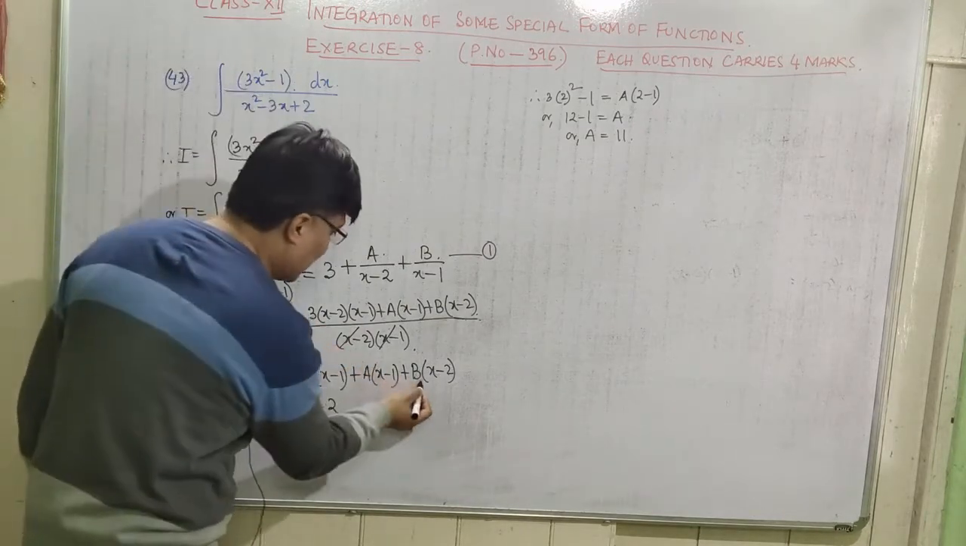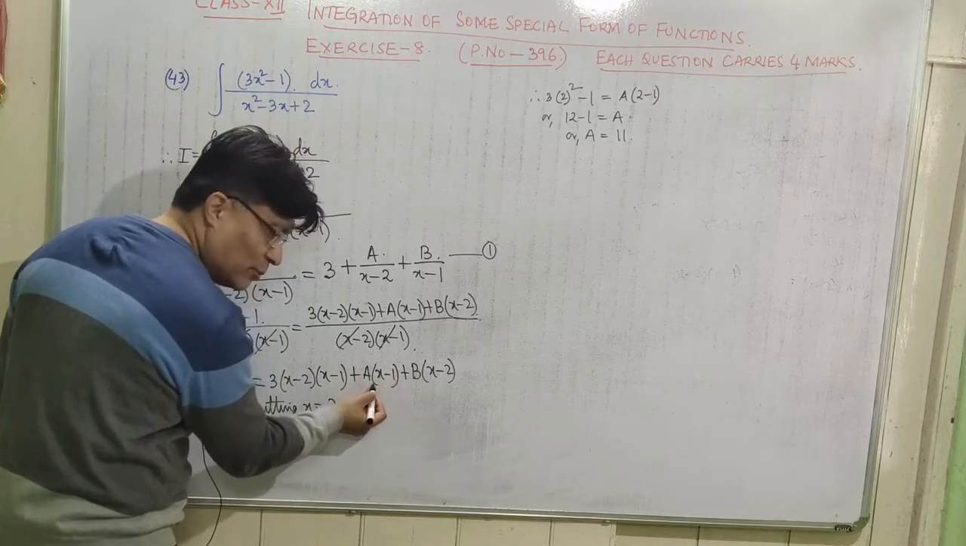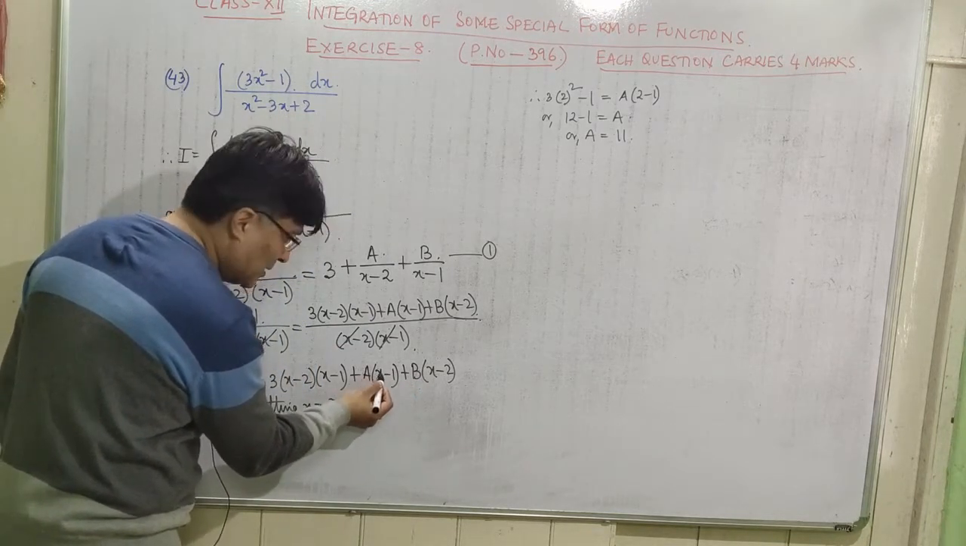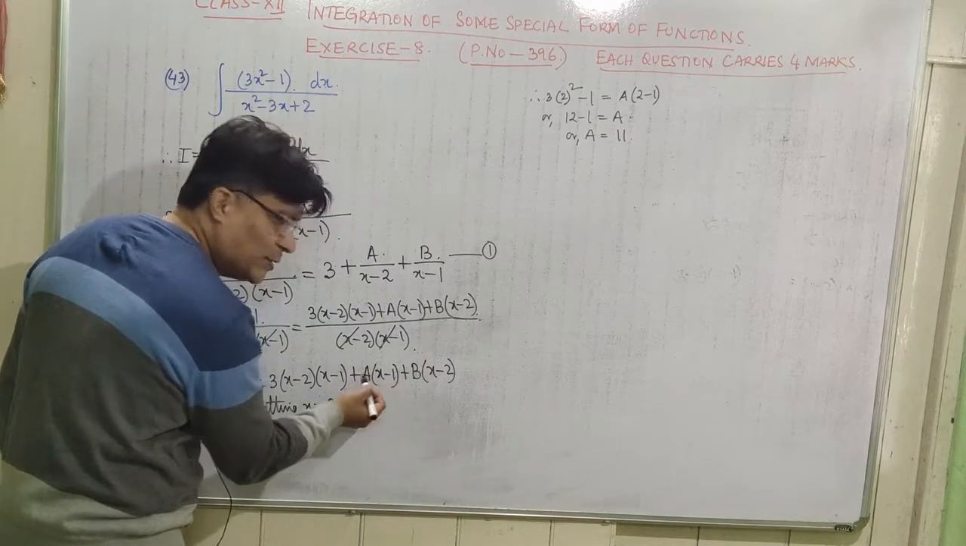Now in order to get the value for B, you should make this second term 0 by putting x is equal to 1. There is already (x minus 1). If you put x equal to 1, this will be 0.